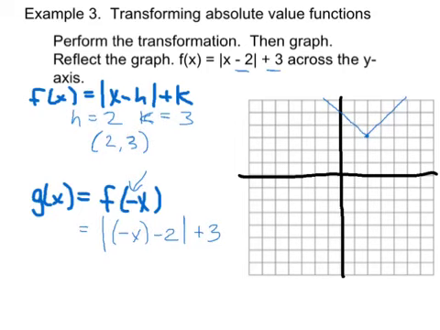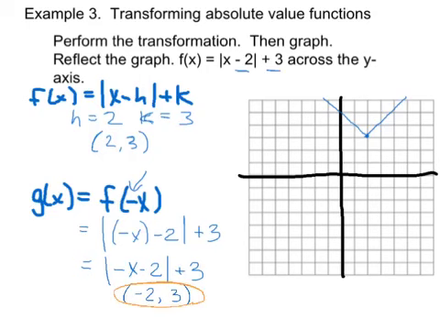And our new vertex is -2, 3. With a little manipulation, if you did some plugging in x's and getting y's, you'd see that your new vertex is actually now -2, 3. Your x value changes, your input goes negative. I'm going to graph that in orange.